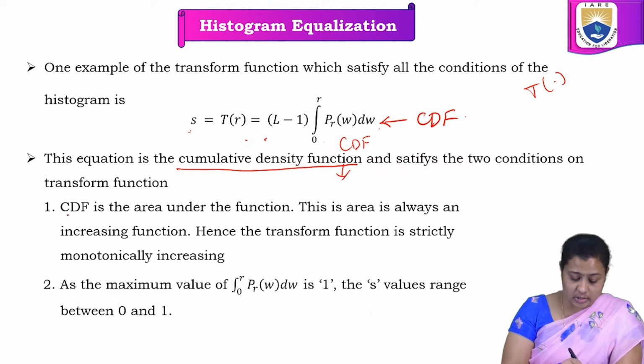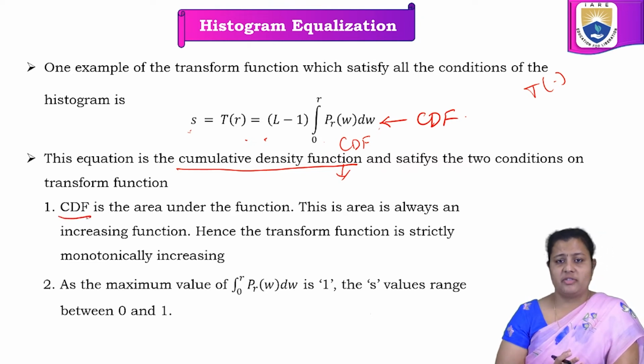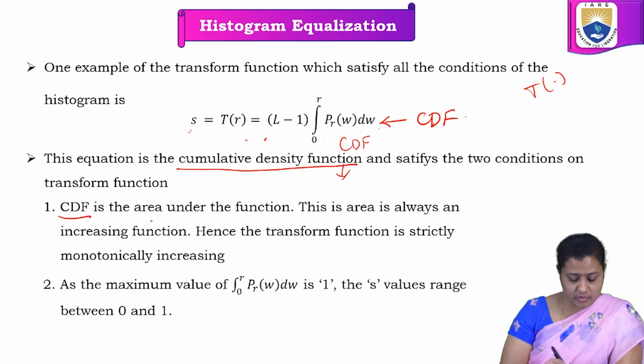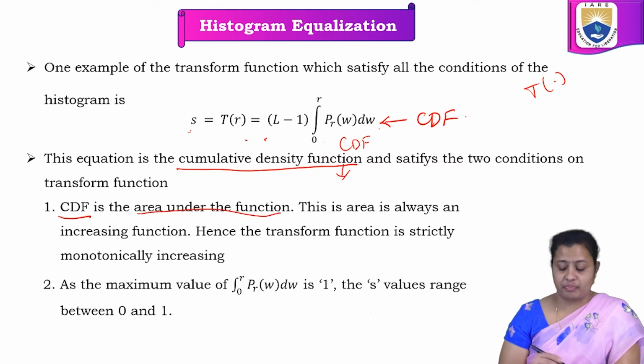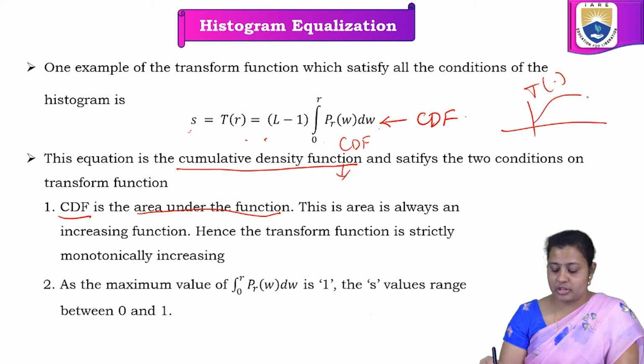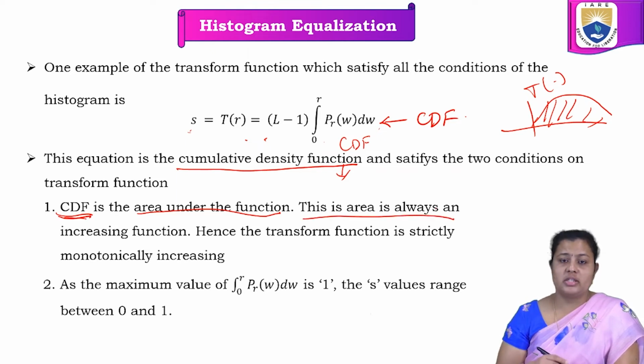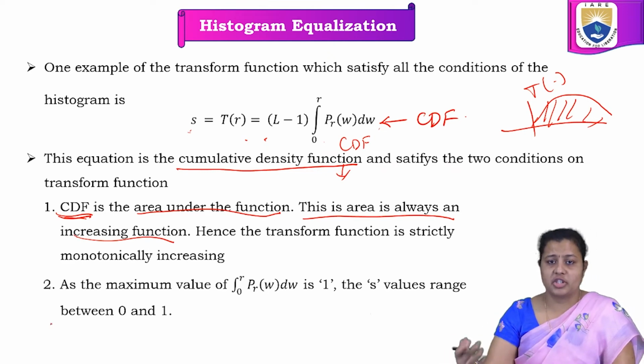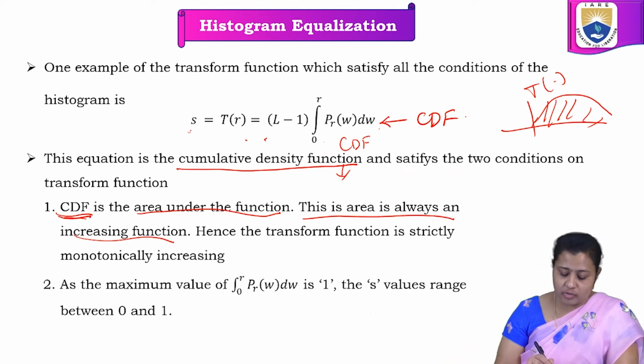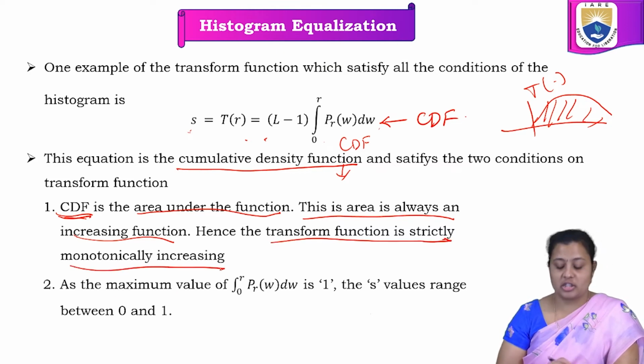The CDF, or cumulative density function, is basically the area under the graph. Say this is the graph, then the area covered by that is equal to my cumulative density function. Now, this area function is always an increasing function. So we can say that the transform function is a strictly monotonically increasing function.